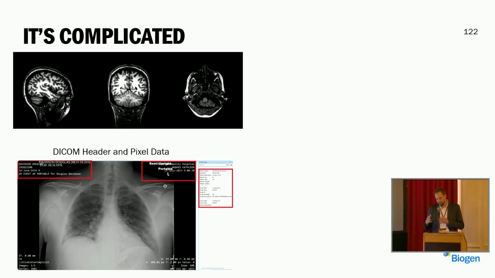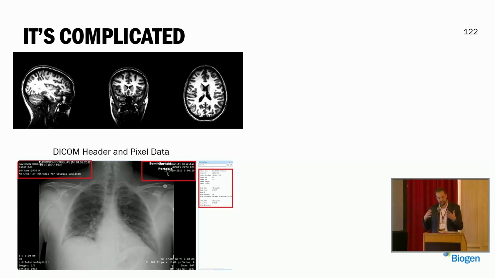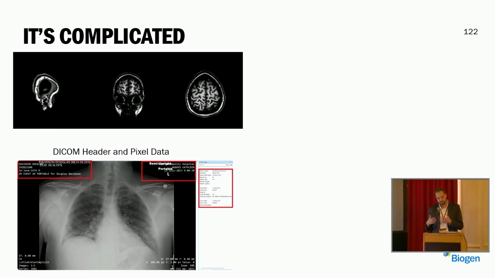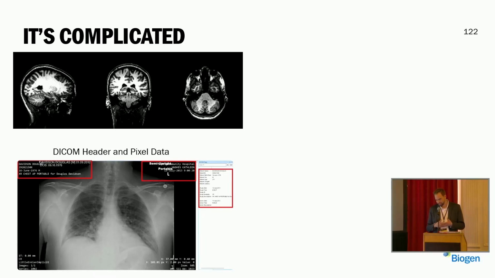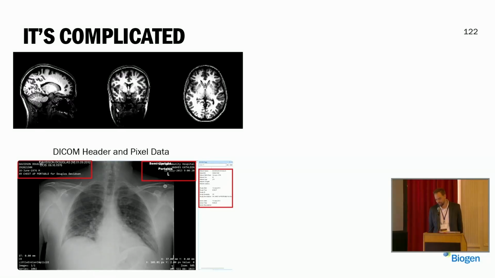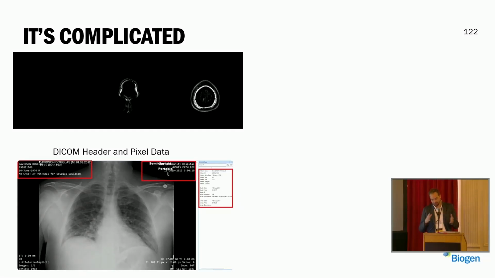Then with a DICOM comes a header file. So this is on the right here. It's more like a tabular format of data, and again, contains subject number, patient name, age, ethnicity, things like that. So, okay, you have to get rid of all of that too. Okay, so right now, that's complicated. Of course, it doesn't stop there.